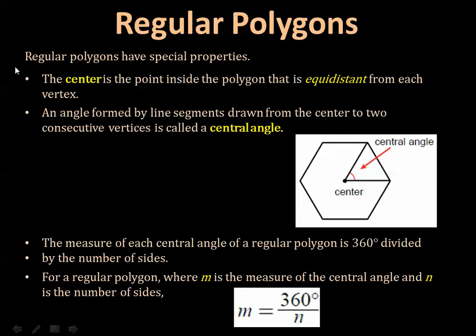Regular polygons have special properties. The center is the point inside the polygon that is equidistant from each vertex. An angle formed by line segments drawn from the center to two consecutive vertices is called the central angle. And here's an illustration. The measure of each central angle of a regular polygon is 360 degrees divided by the number of sides. And here's what that looks like, written out.